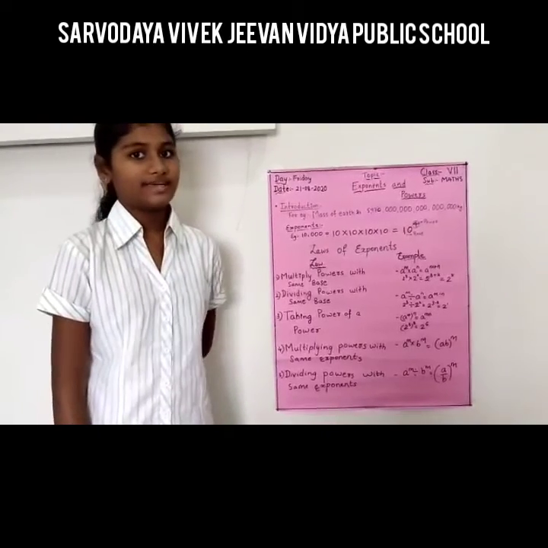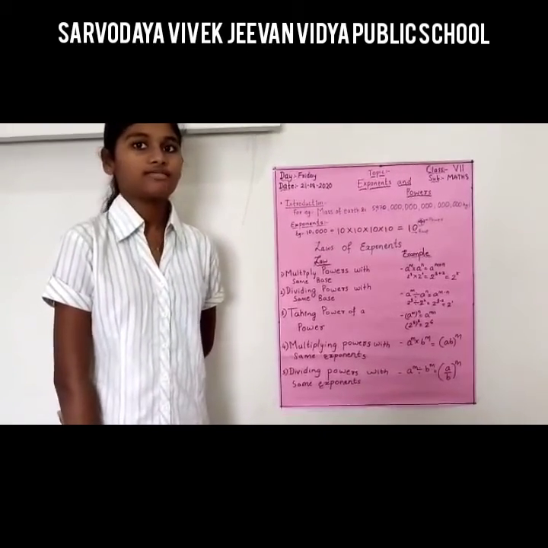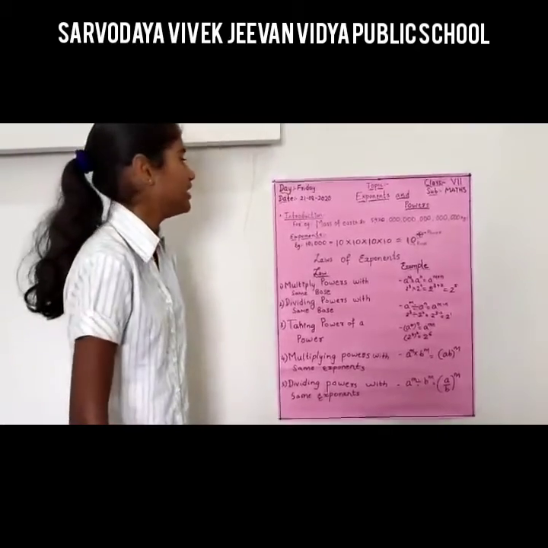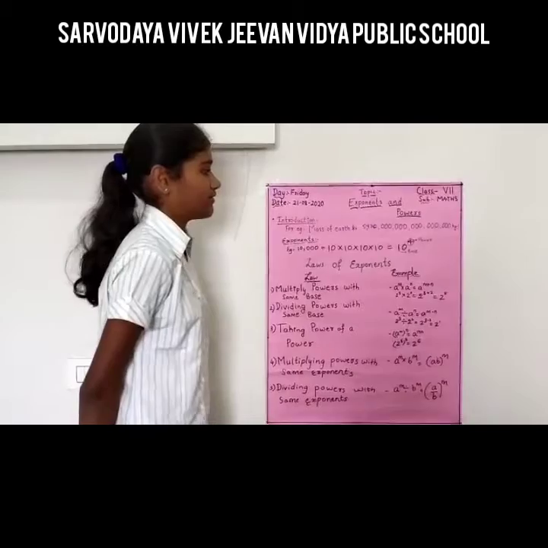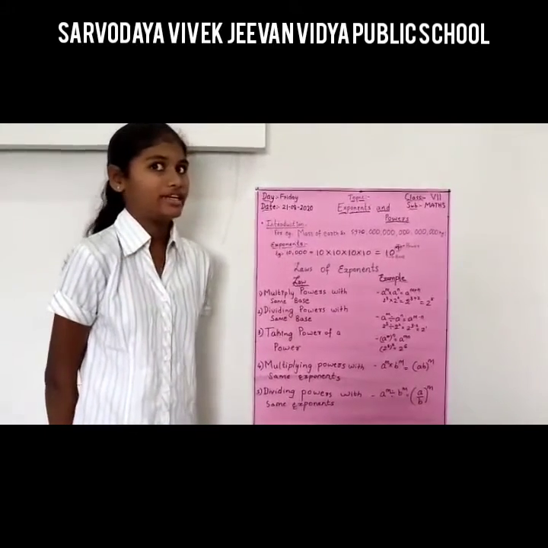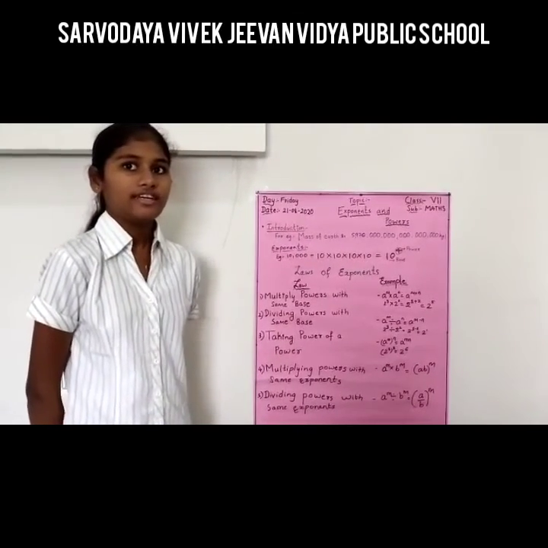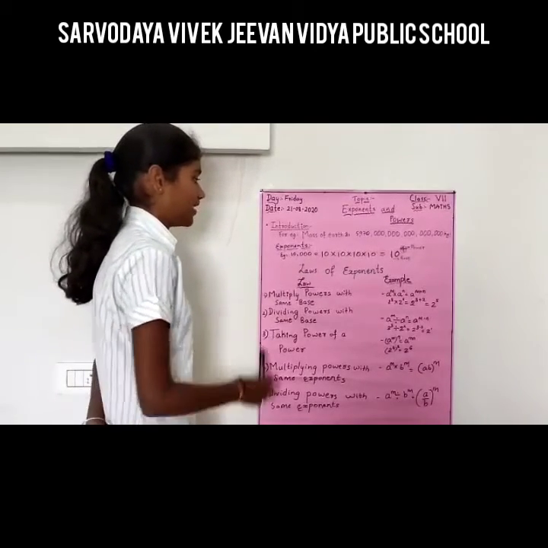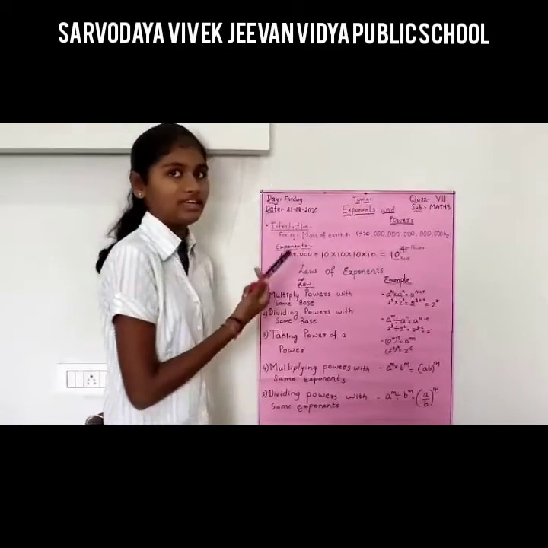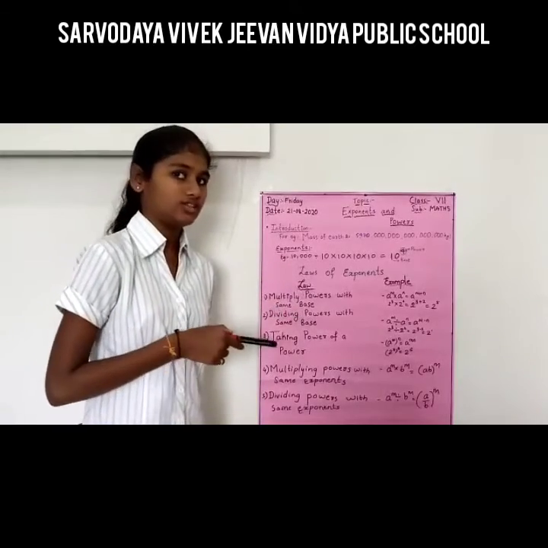Hello everyone, I am Misha Chauhan. Today I am going to explain exponents and powers. Let us see from the introduction. For example, the mass of the earth is 5970 and more than 18 zeros. It is very difficult to read and understand. By using exponents, we can write larger numbers in a shorter form.